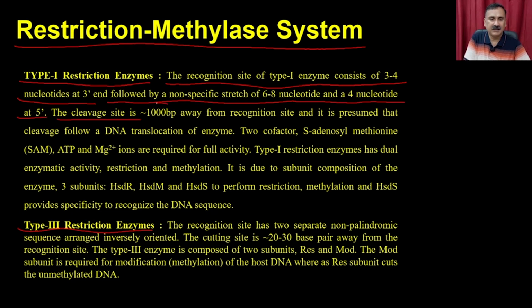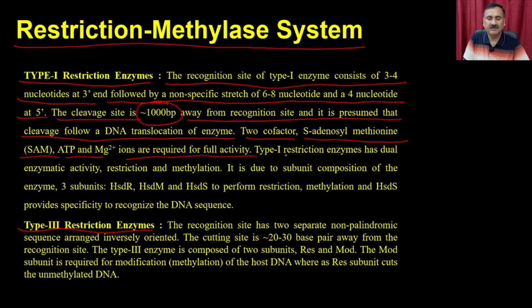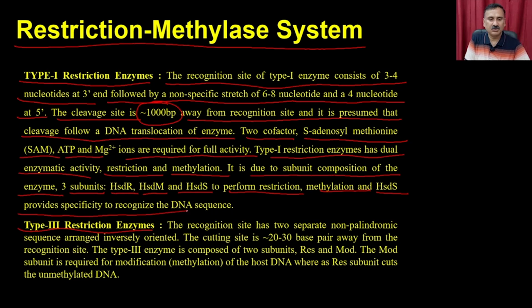The cleavage site is approximately 1000 base pairs away from the restriction site, and cleavage is presumed to follow a DNA translocation event. Two cofactors, S-adenosylmethionine (SAM) and ATP, and magnesium ions are required for full activity. The type 1 restriction enzyme has dual enzymatic activity, which means it performs both restriction and methylation. This is due to the subunit composition of the enzyme. It has three subunits, HsdR, HsdM and HsdS, to perform restriction and methylation, and HsdS provides the specificity for recognition of the DNA.